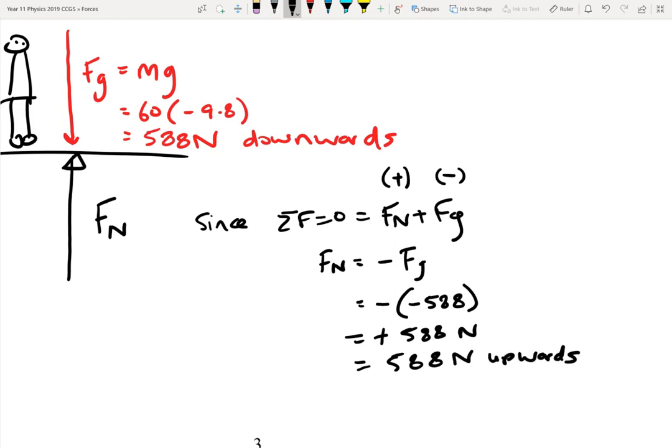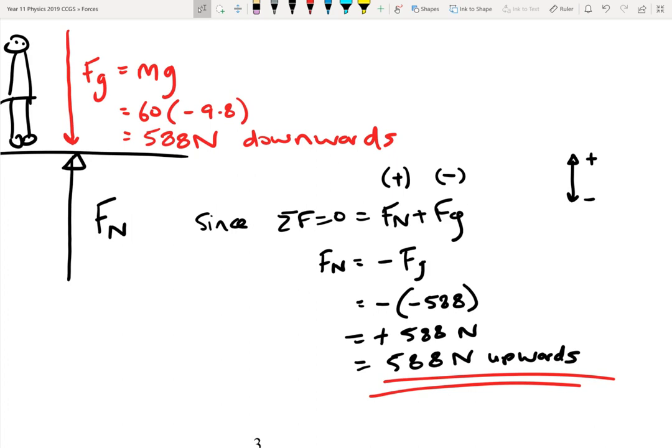It's a lot of work, but you don't want to risk losing marks. All right, if you just go Fn equals 588 upwards, you're only really doing 1 mark for what might be a 3-mark question. Okay? So again, in all of these vectors, assign a convention. If you just write down is negative, up is positive, then that's perfect, because then you can start assigning pluses and minuses when you're combining your vectors.